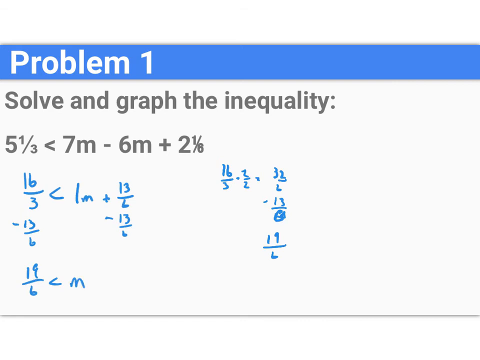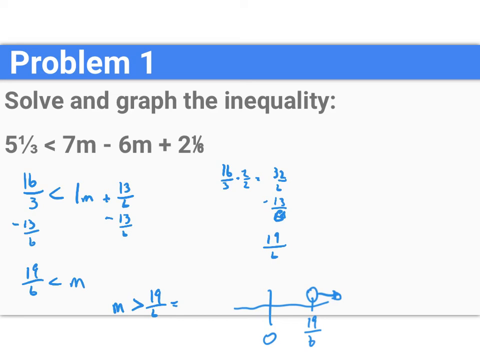I'm going to flip everything around. m is bigger than 19 over 6. And so now, here's another part. This is where you would convert this into a proper fraction, because you can just do this: 0 and 19 over 6, and then put your circle and graph it. But here's the problem. When you get number lines as problems, they will usually be marked off. And if you don't know how to convert 19 over 6 into a proper number, then you're not going to know where to put your fraction.